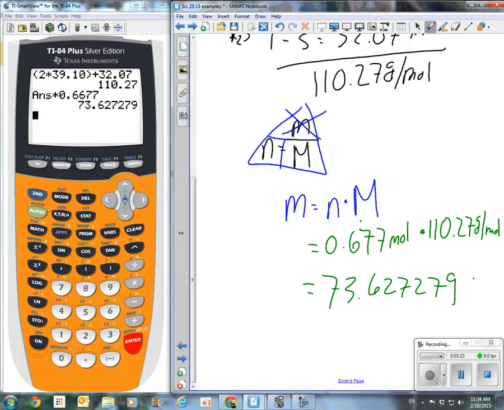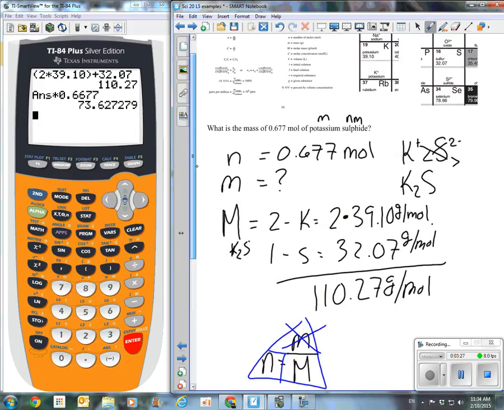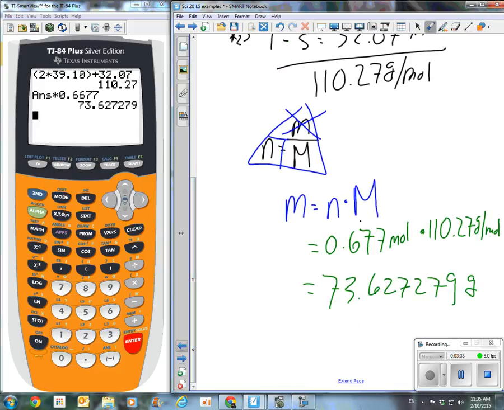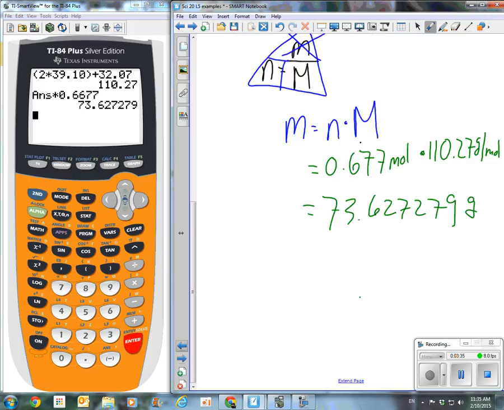Hit enter, and I get an answer of 73.6272779 grams. Okay, well, let's figure out the number of significant figures. So I'm given this that has 3 significant figures. Remember, leading zeros don't count. So I need to report this to 3 significant figures. So 1, 2, 3. This is less than 5, so I don't round it up. So it becomes 73.6 grams, and that's my answer.